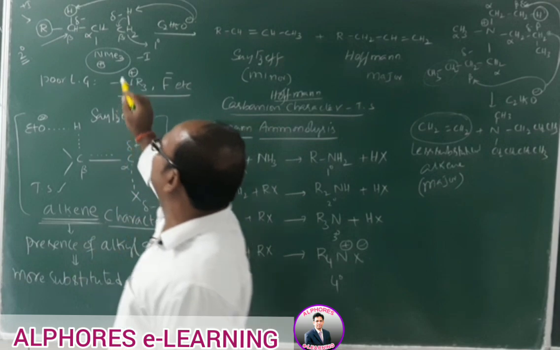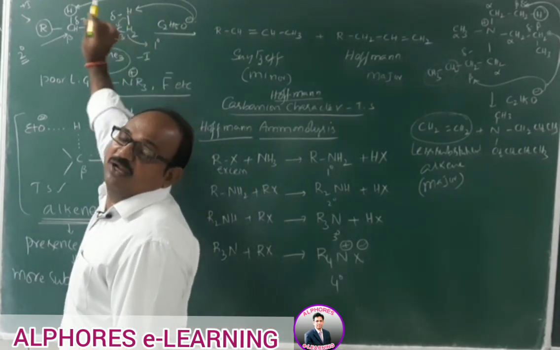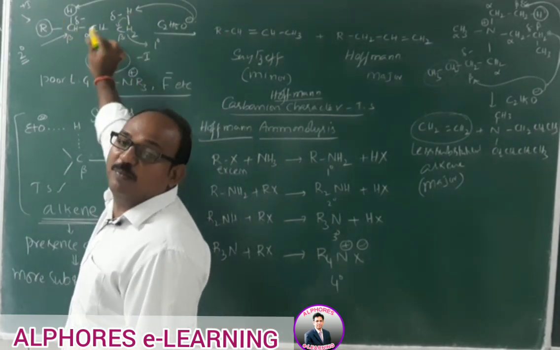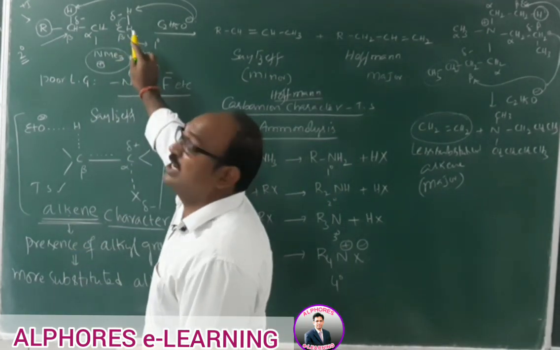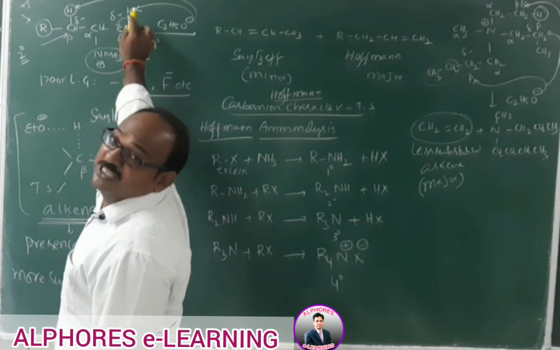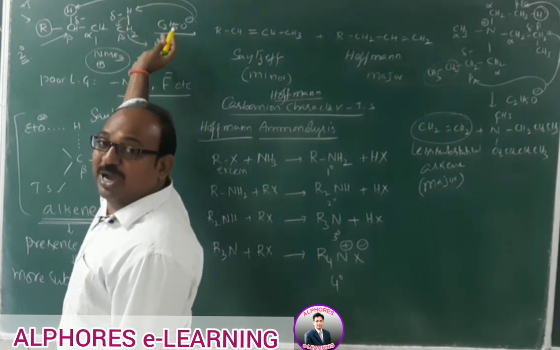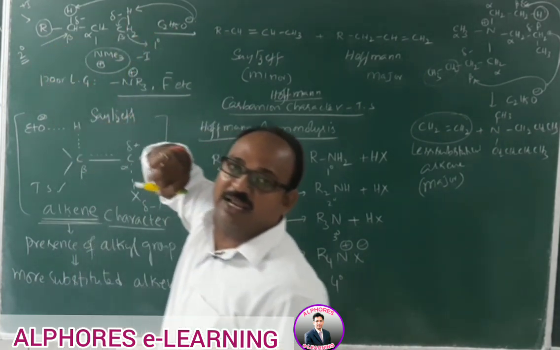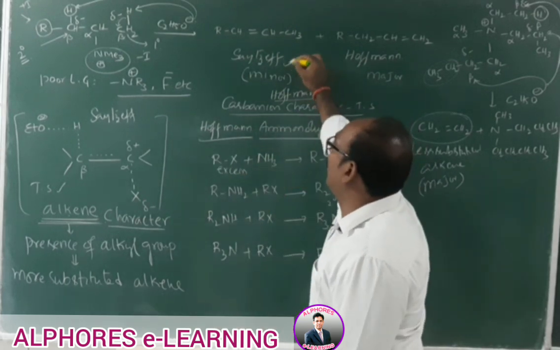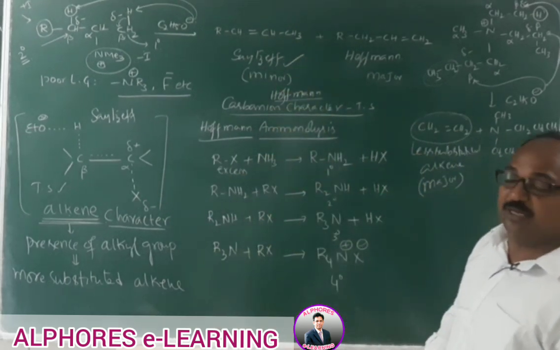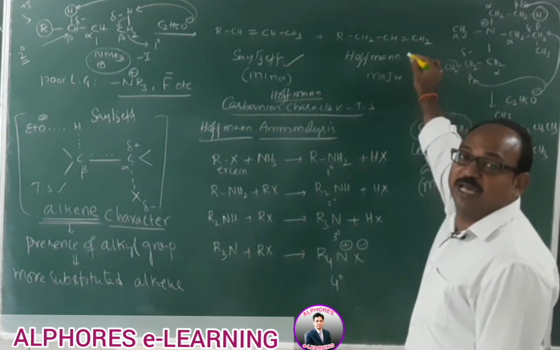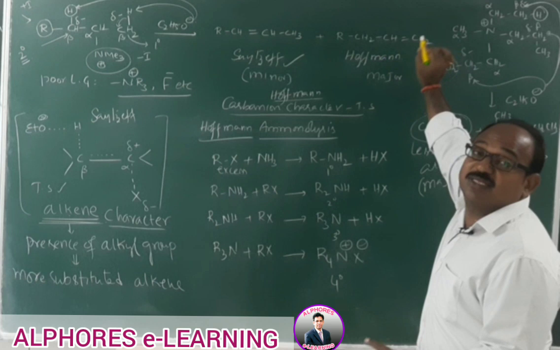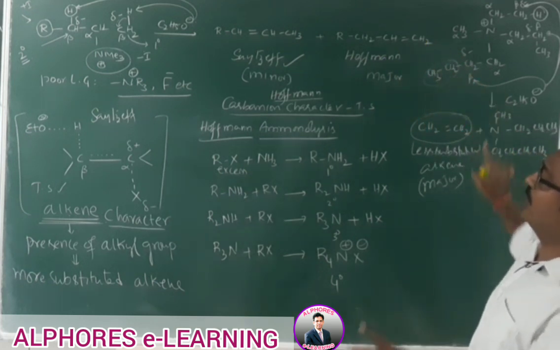So carbanion stability, if you compare primary and secondary of these two, primary carbanion is more stable. Hence, we are getting the elimination product with respect to this primary carbanion and the minor product with respect to the secondary carbanion. Now here in this case, Saytzeff product means more substituted alkene, and Hofmann product means less substituted alkene. So hope you got the point here.